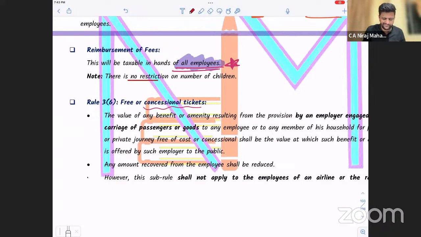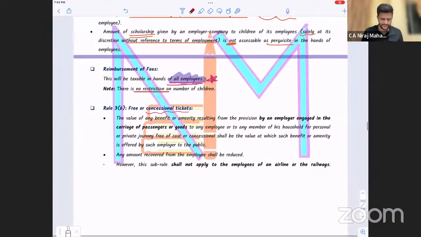And very important, bacho. Not very important, but one of the important points: no restriction on number of children. Where had we seen that, bacho? In allowances, where had we seen the upper limit? Rupees 100 per month per child, 2 children. Remember? Here, bacho, there is no limit. Clear? Chalo.